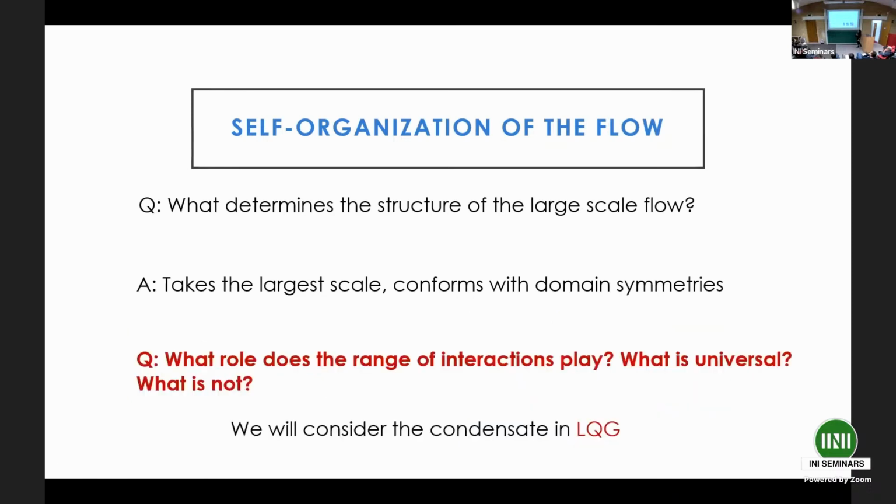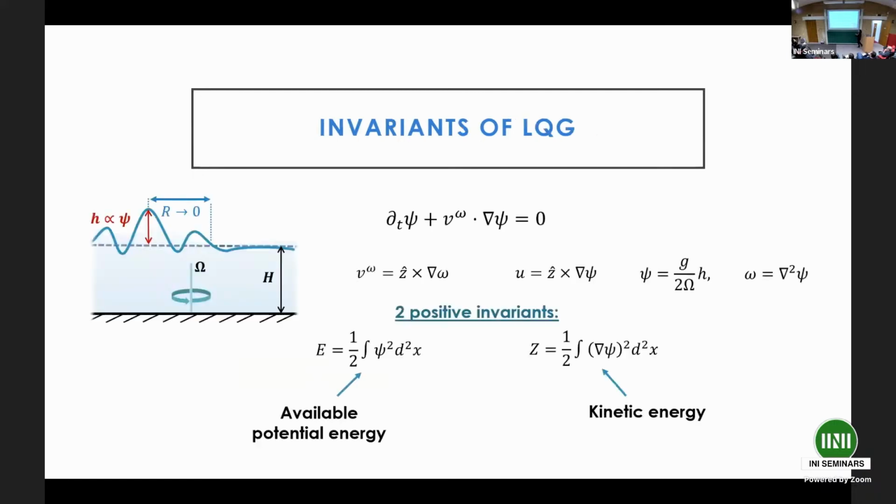Okay. So then a question you could ask is, if I change the range of interactions, what role does that play? What is universal? What is not? And so we're going to consider the condensate in LQG. Before I tell you what is not universal, let me tell you in one slide what is universal. Okay, sorry, before that, I'll just introduce the invariants of the LQG system. It basically decomposes into two parts, both of which are energy.